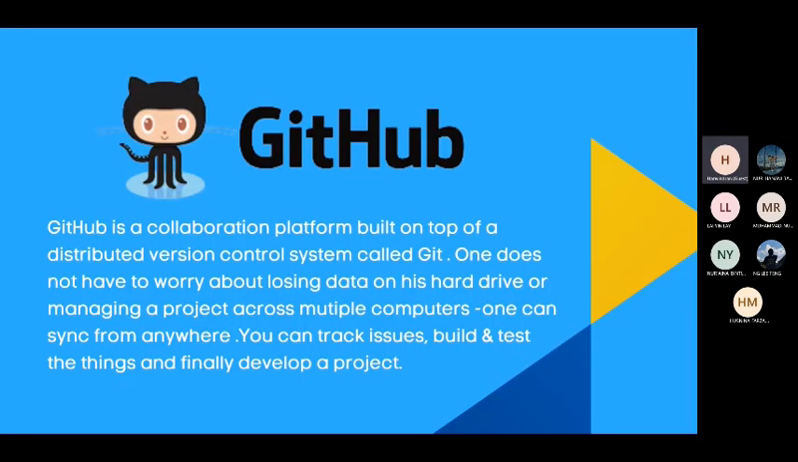So the next is GitHub. GitHub is a collaboration platform built on top of a distributed version control system called Git. One does not have to worry about losing data on his hard drive or managing a project across multiple computers. So GitHub is the place where you can store your current project and your future projects. It acts like a hard drive for the system.